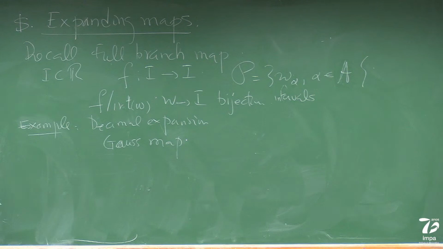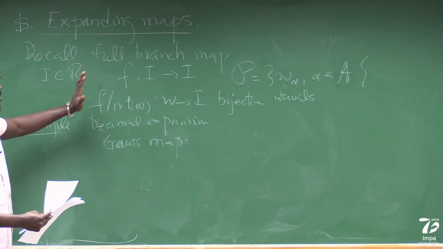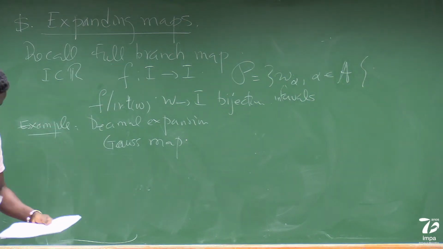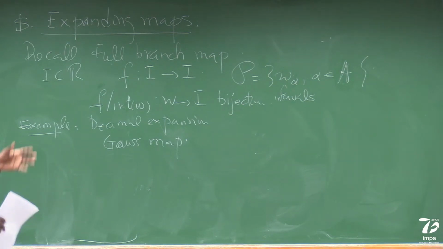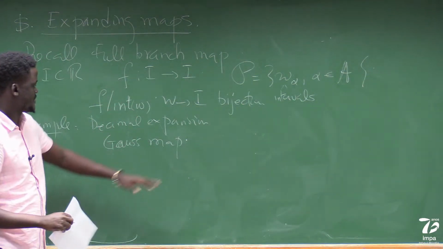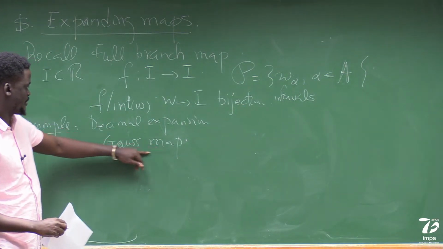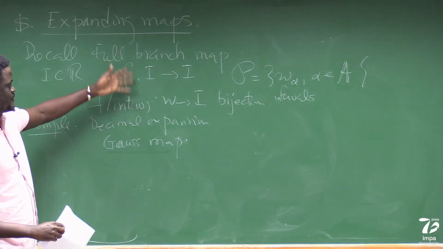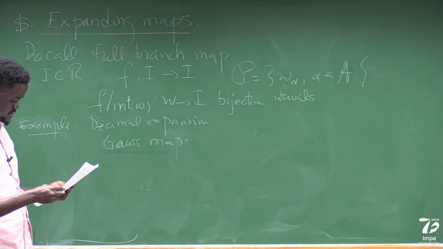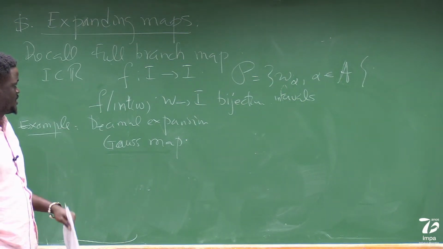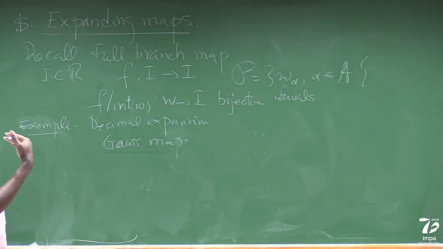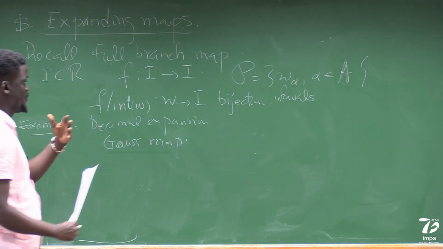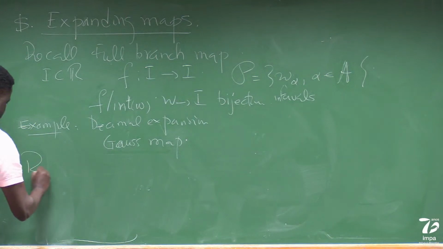So I will give a method that works in general. It's not done exactly like that in the book, but if you're following the book, in the part where they do the Gauss map, they use some properties that are really what is needed for the general argument to work for full branch expanding maps, which is bounded distortion. But before we talk about bounded distortion, I want to define a refinement of a partition.